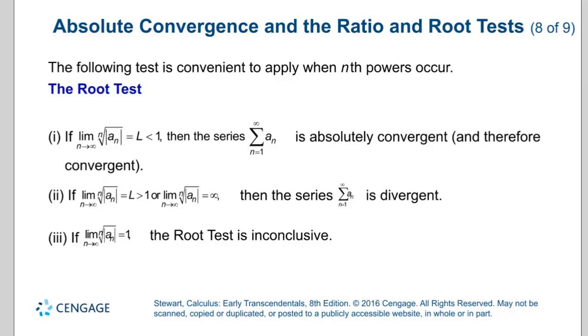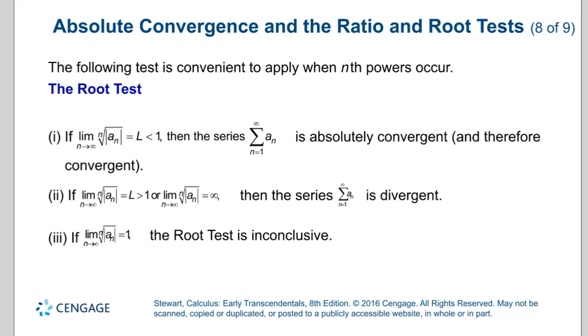In this video, we're going to look at the root test. The root test is very similar to the ratio test in that it has the three criteria. So the first one is if the limit of the nth root of the series is less than or equal to 1, then it is absolutely convergent.